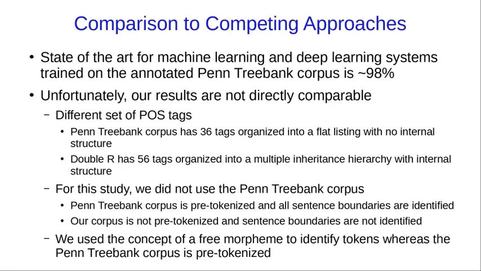For this study, we did not use the Penn Treebank corpus. The Penn Treebank corpus is pre-tokenized and all sentence boundaries are identified. Our corpus was not pre-tokenized and sentence boundaries were not identified. We used the concept of a free morpheme to identify tokens, whereas the Penn Treebank corpus is pre-tokenized.